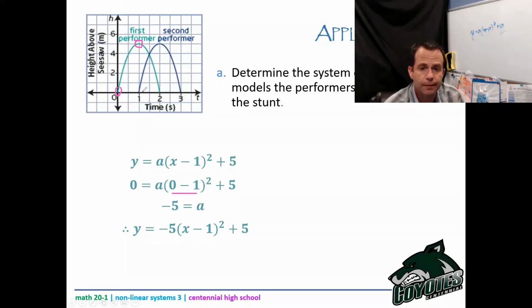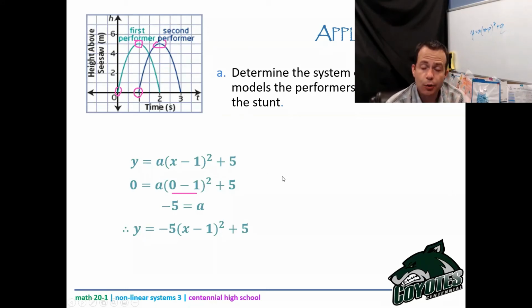So the blue graph, I have a vertex right here that's at (2, 5), and I need a friendly point. I'm going to happen to choose this one, (1, 0), but you could have easily chosen (3, 0). That would have been fine.